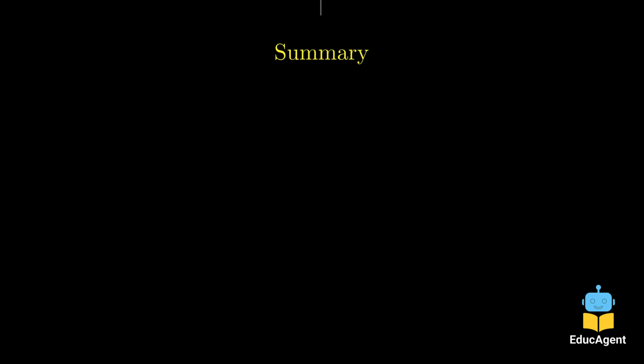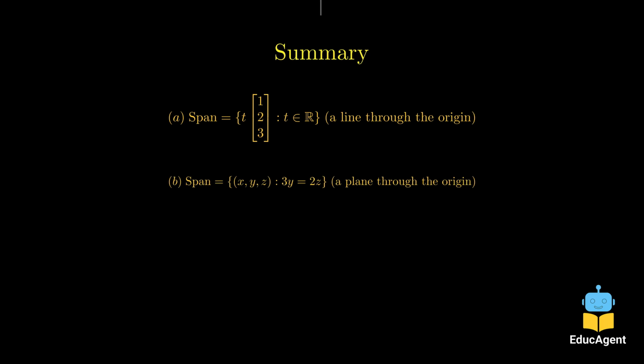Let's recap our conclusions for each part. Part A. Both vectors lie on the same line, so the span is a single line through the origin. Part B. The 2 vectors are independent and span a plane given by 3y equals 2z. Part C, the 3 vectors are independent and together span the entire space.